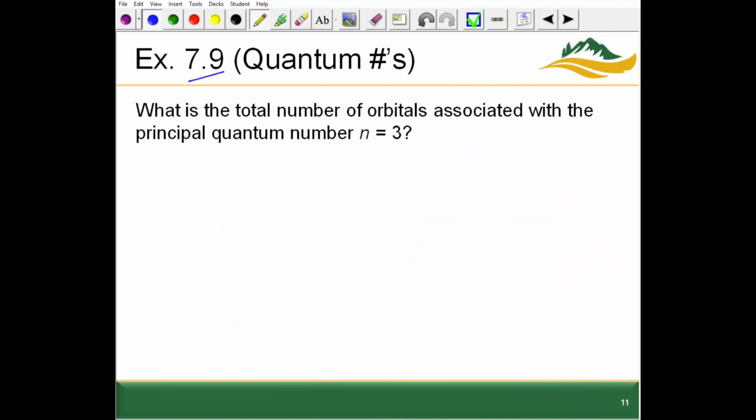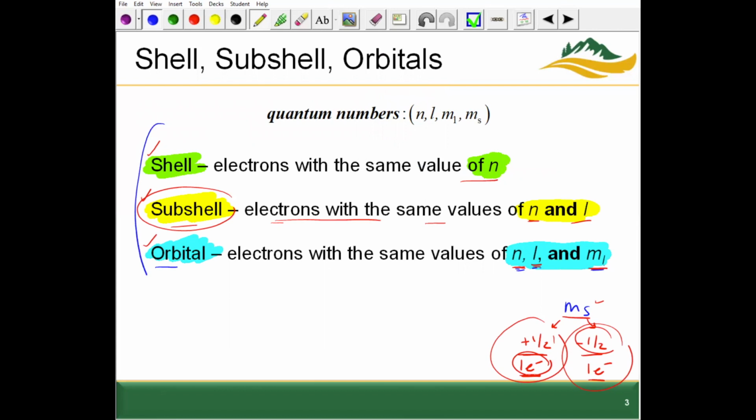Okay, let's do another practice problem to hopefully keep instilling this idea. So 7.9, what is the total number of orbitals? Let's define orbital. This is our n, l, and m sub l value. So how many different possible orbitals? We first need to be familiar with the definition of what is an orbital, defined by n, l, and m sub l, associated with the principal quantum number of n equal to 3. These definitions are going to come back again and again. So the shell, just the n; subshell, n and l; orbital, n, l, and m sub l.